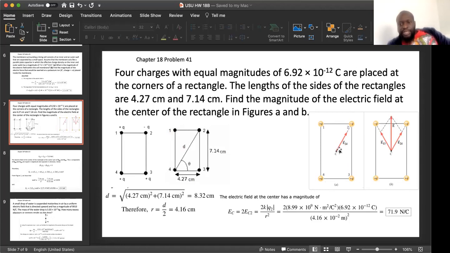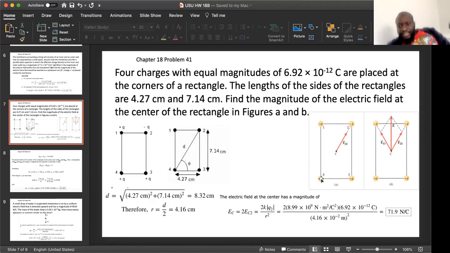Be careful. Remember what I told you about finding electric field. Assume there is a positive charge at the point where you want the electric field. We want the electric field at the center, so we assume there's a positive charge there. This will repel, this will repel, this will repel. This 1 and 3 repelling will cancel out because they are repelling in opposite directions with equal magnitude. This is repelling the positive charge at the center. The minus here is attracting the positive charge at the center. So those 2 will combine together.